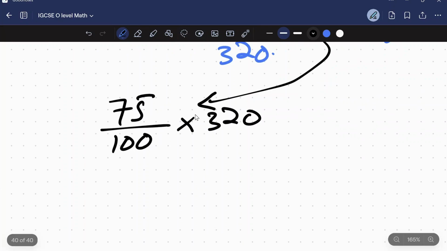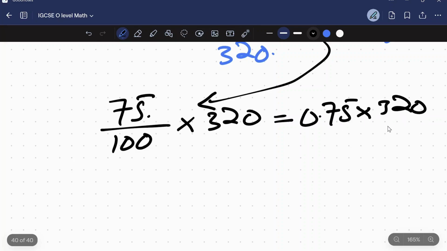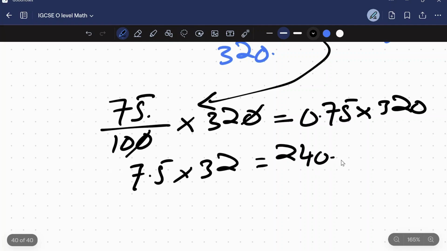Now if you are going to simplify this, or first let's take it to the decimal. So we have 75, and the decimal will move 2 places towards the left-hand side, so it would be 0.75 times 320. Either you can do the multiplication with the decimal, or you can simplify it so it becomes 7.5 times 32, right? So 0.75 times 320, or 7.5 times 32, is 240.